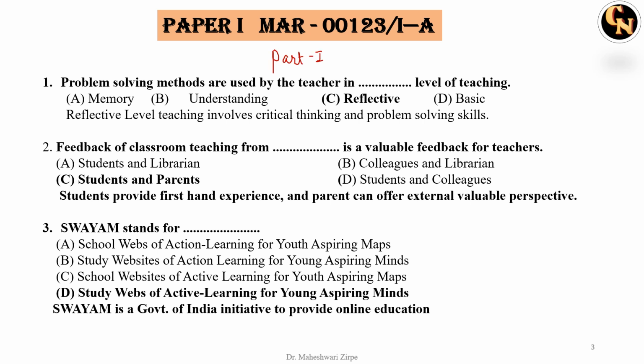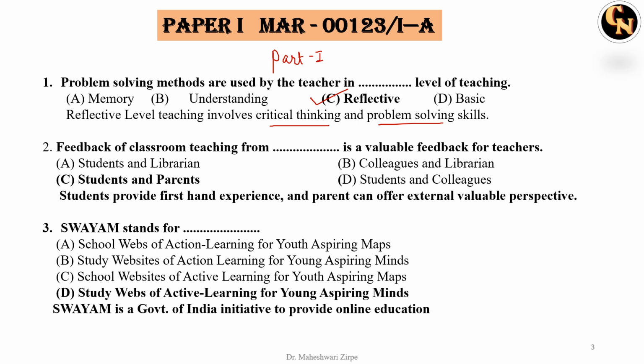First one: problem solving methods are used by the teachers in the dash level of teaching. The options given are memory, understanding, reflective and basic. So option C is correct, as the reflective level involves both critical as well as problem solving skills.